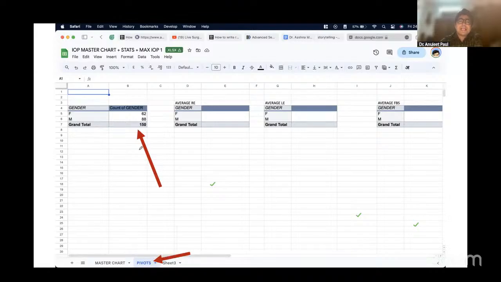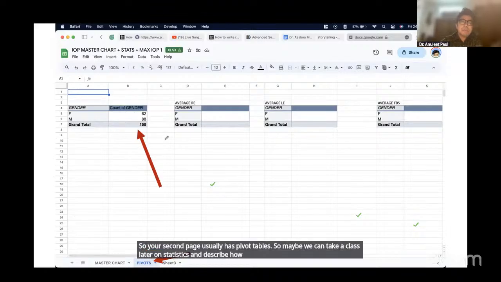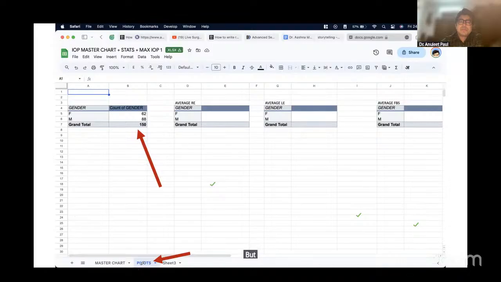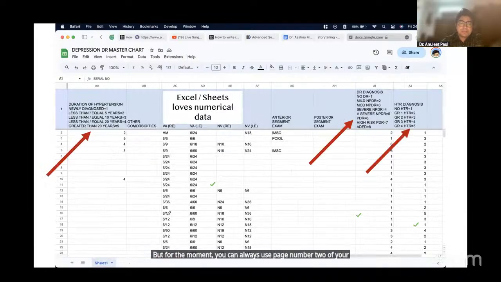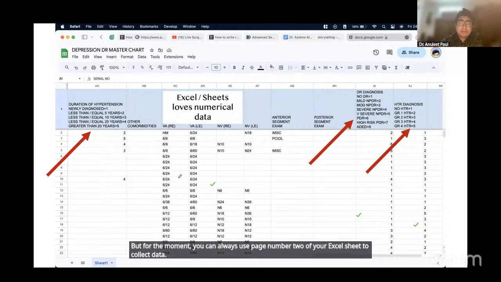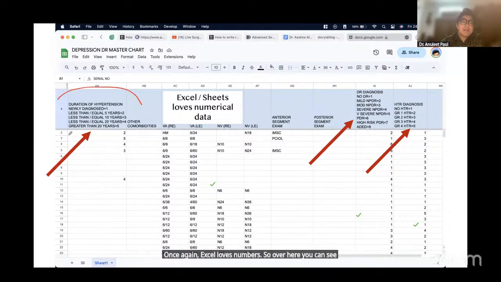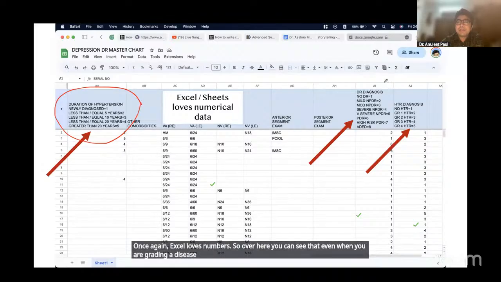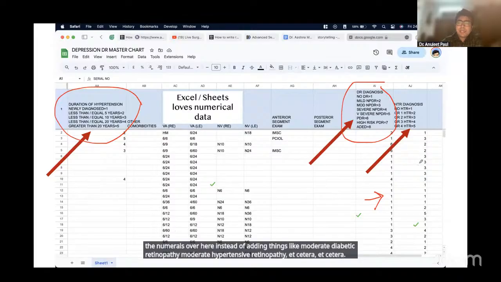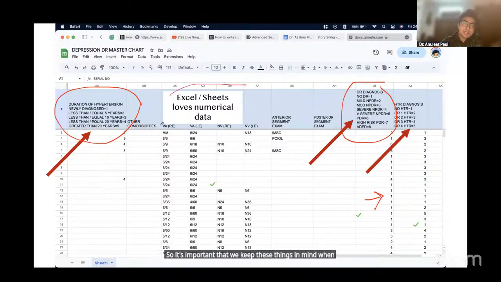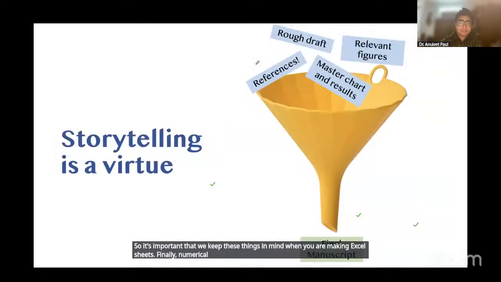So your second page usually has pivot tables. So maybe we can take a class later on statistics and describe how to make these tables. But for the moment, you can always use page number 2 of your Excel sheet to collect data. Once again, Excel loves numbers. So over here, you can see that even when you are grading a disease, so for example, diabetic retinopathy can be graded as mild, moderate, severe. I've put the grading in terms of numerals, instead of adding things like moderate diabetic retinopathy, moderate hypertensive retinopathy, etc. So it's important that we keep these things in mind when you are making Excel sheets. Finally, numerical data is king.